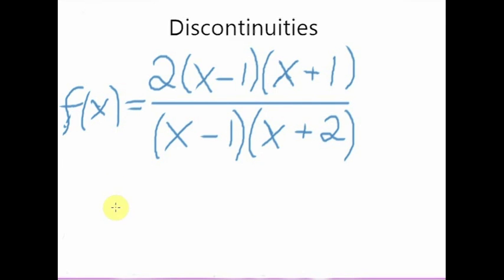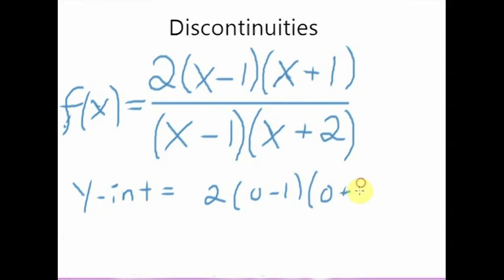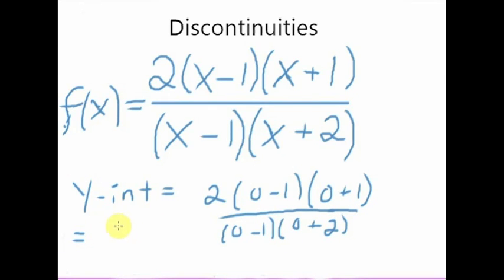Here we have the rational function f of x. To find the y-intercept, we plug in 0 every time there's an x, and then we solve. So the y-intercept is equal to -2 over -2, which is equal to 1.